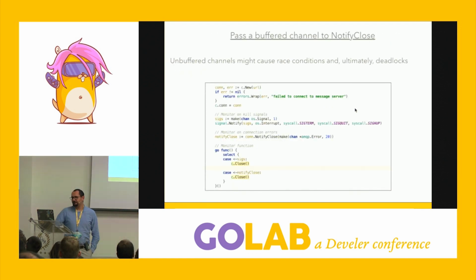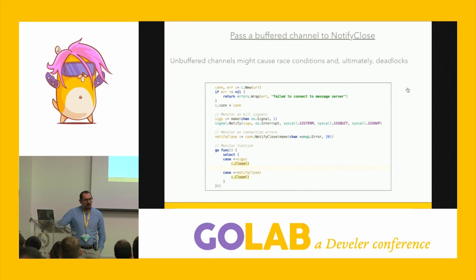Then a suggestion here is to pass a buffered channel to NotifyClose. So NotifyClose is an API provided by Streadway AMQP, which basically allows you to be notified through a channel when an OS signal, or well, of course, one of the OS signals interrupts the connection, or just wants to close the application.